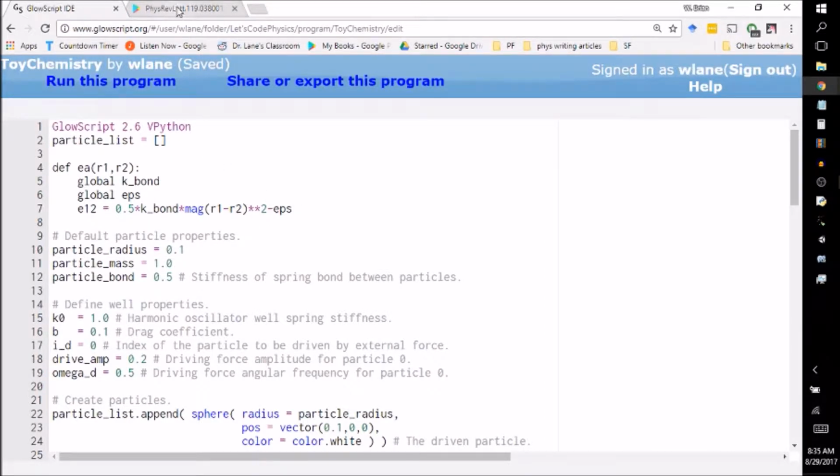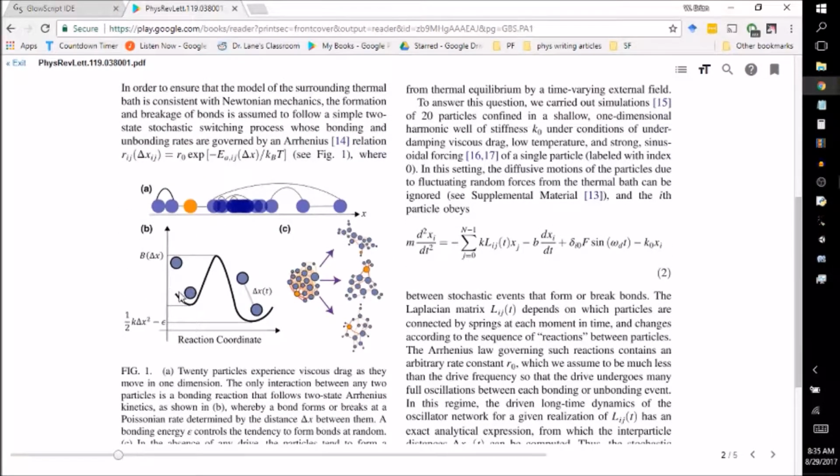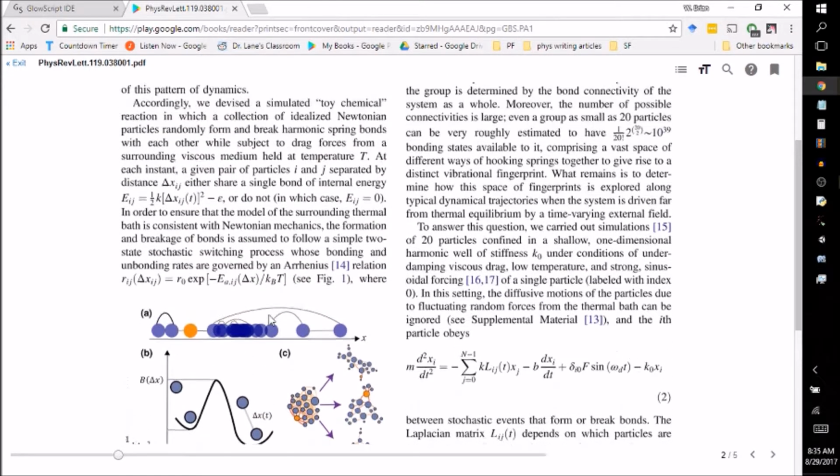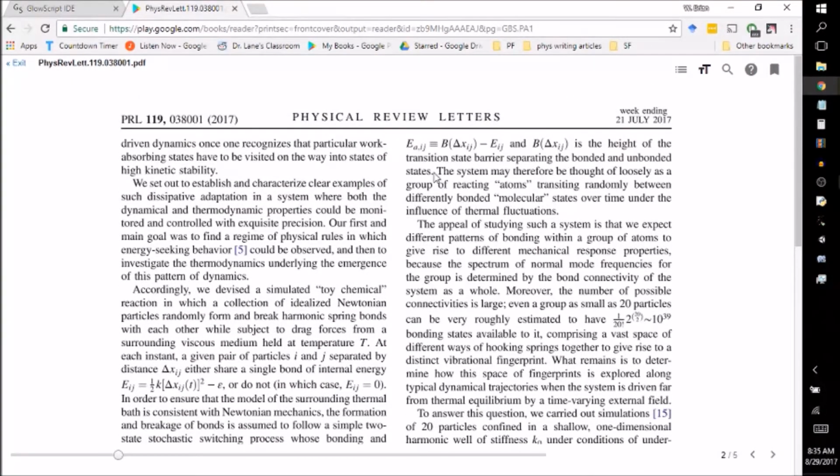Yeah, there we go. And what that does is it just changes the depth of the well here. So here they are unbound, here they are bound. Here they are unbound, here they are bound. And so that's just the difference between those two. So that's my E12. So in order to get this EA thing, I also need this B term.